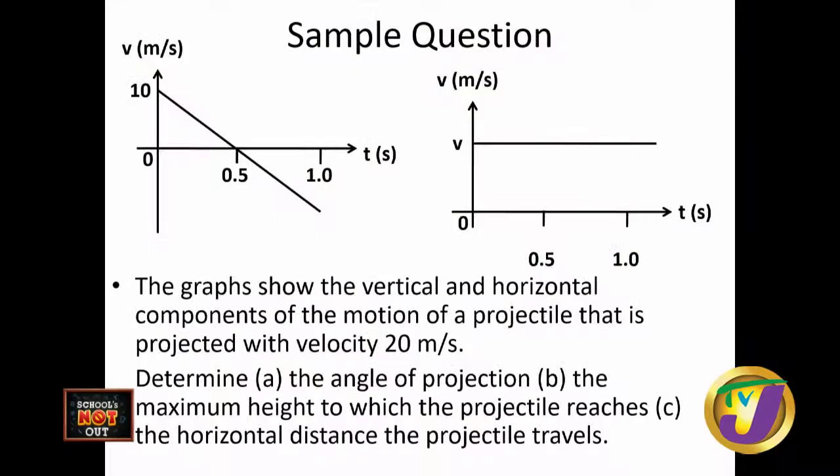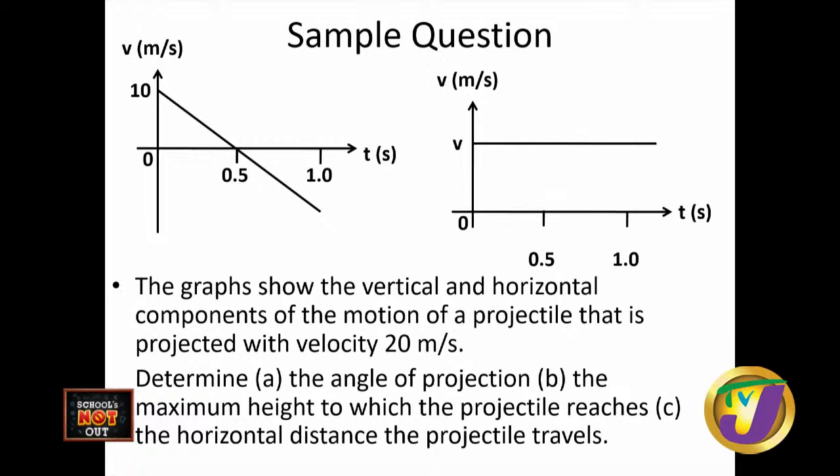All right, let's look at a sample question. It says the graphs show the vertical and horizontal components of the motion of a projectile that is projected with velocity 20 meters per second. Determine A, the angle of projection, B, the maximum height which the projectile reaches, and C, the horizontal distance the projectile travels. Now I want you to try to follow me as I go through the solution to this, and these are the graphs.